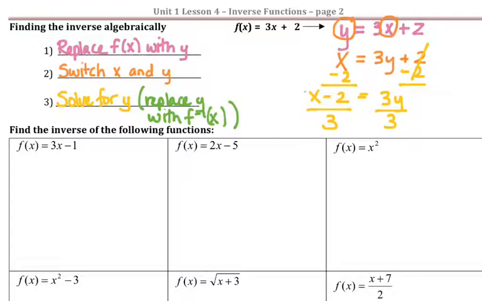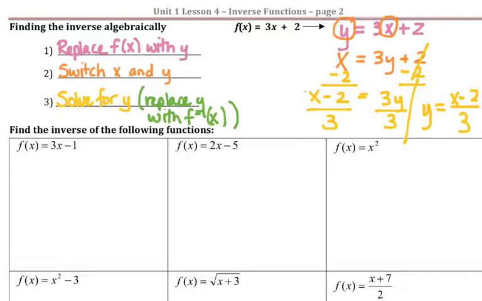And I end up getting y equals x minus 2 divided by 3. That's one way to write it. There's other ways to write it as well.